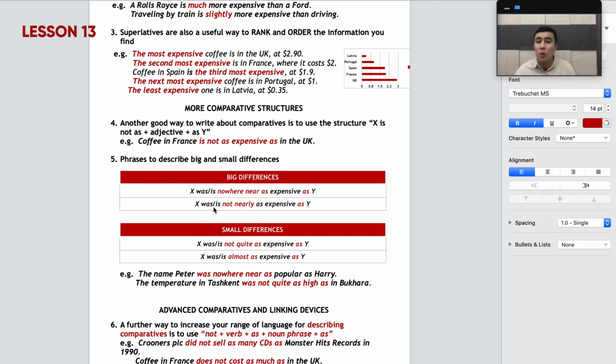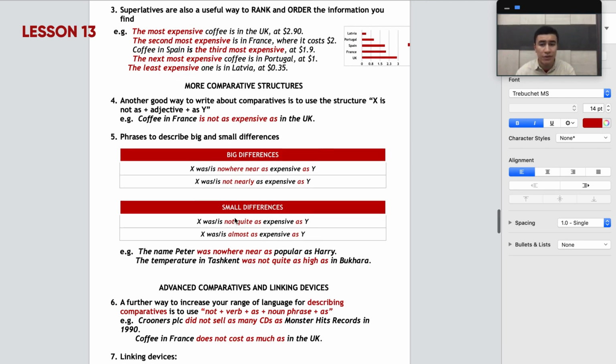Okay, X was or is, of course, depending on the tense you are using in your report. You can use past version or let's say present, not nearly as expensive as Y. Let's say Matisse is not nearly as expensive as Tracker. Okay? Small differences. When we refer to small differences, you can use not quite as, almost as. So let's say the temperature in Tashkent was not quite as high as in Bukhara.